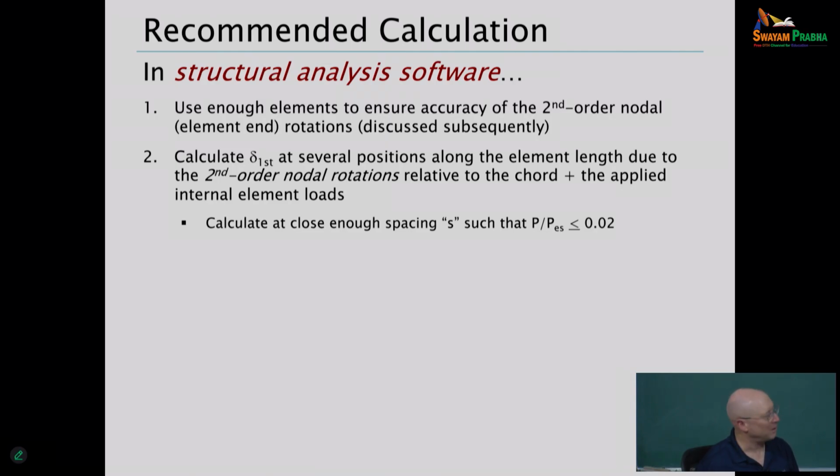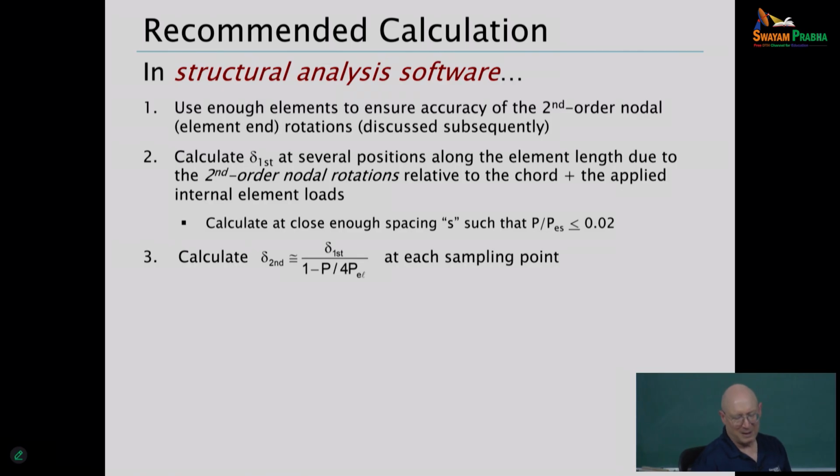So we sample at close enough spacing of points so that P over PES, where S is the spacing of our sampling points, is less than 0.02. PES being pi squared EI over S squared. And then from there, we calculate an estimate of the second order displacement as first order divided by 1 minus P over 4 PEL.